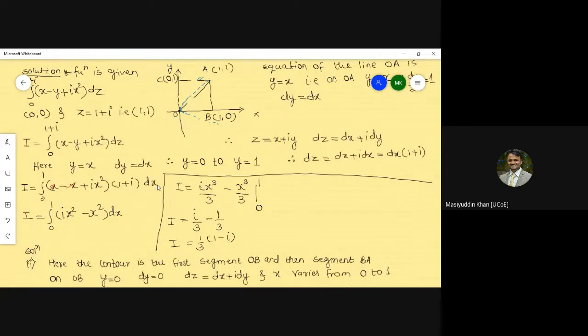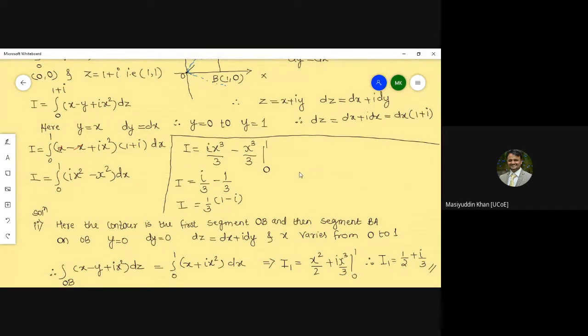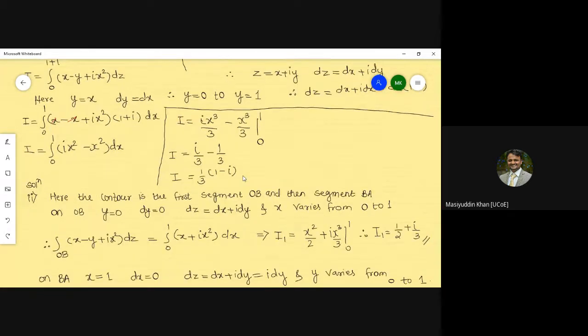So we got dz equal to dx plus i dy, and we substitute the proper variables which we have to use for the integration calculation. So I is equal to the integral from 0 to 1 of (x minus x plus i x square) times (1 plus i) dx, and after simplification of this integration, we got the result of 1 by 3 into (1 minus i).